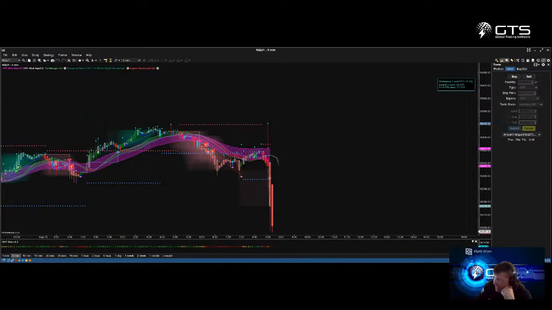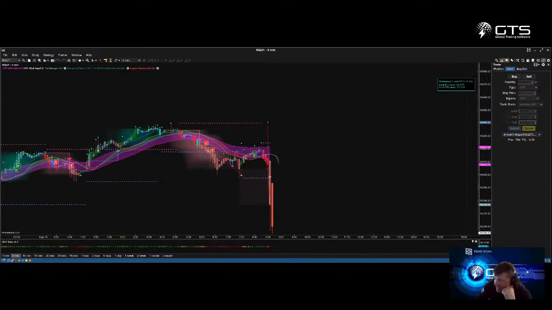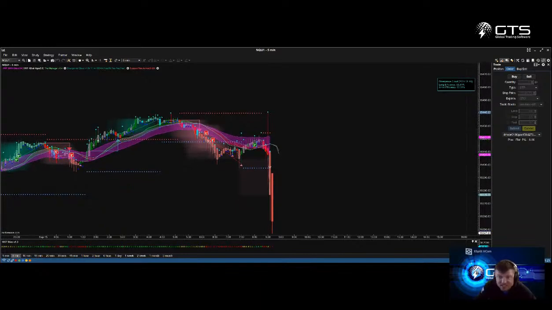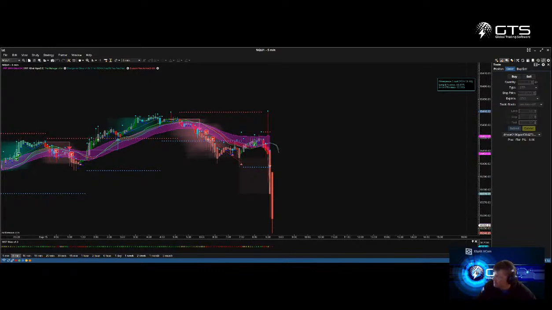Man, if anybody jumped in that trade at 440, whew, that is a beast of a trade. How long has everybody in here been trading? I've been trading for less than a year.